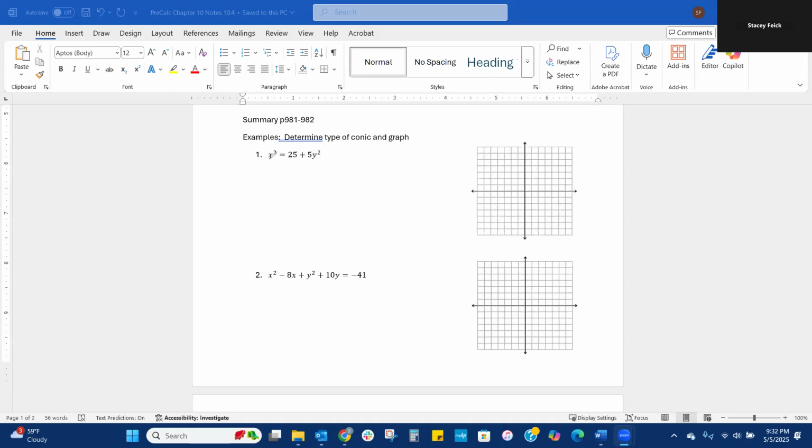Example 1 has an ax squared and a cy squared, a being 1 and c being 5. So they're not the same. And when we multiply them together, we get a positive value. So this conic must be a hyperbola.